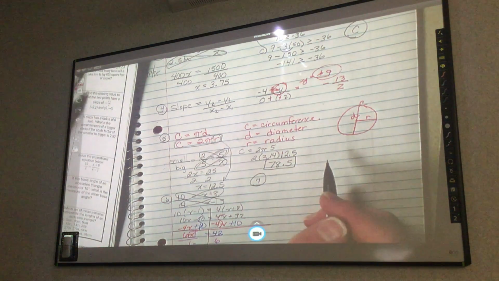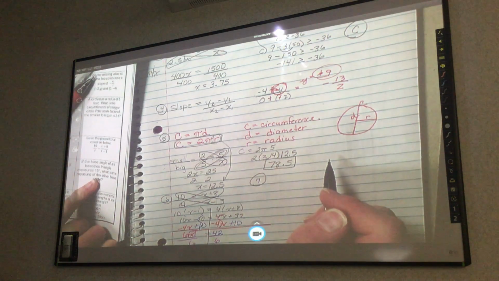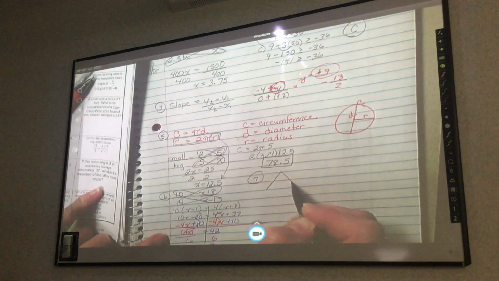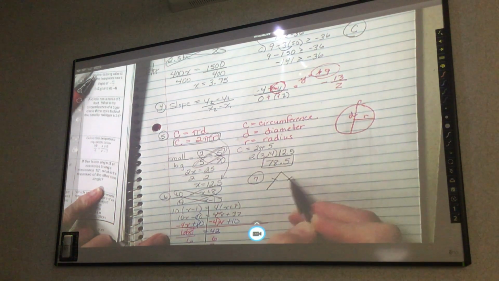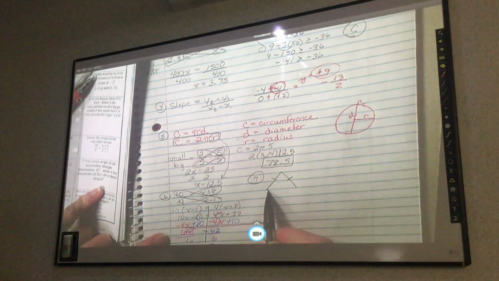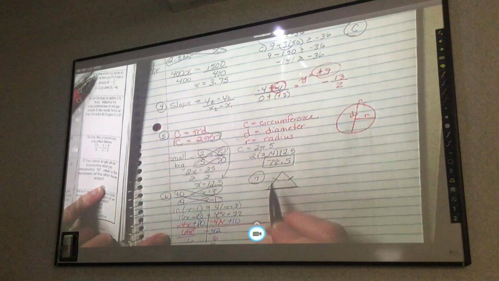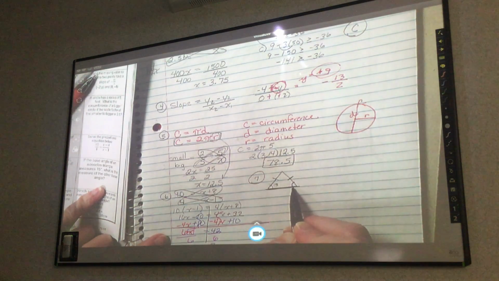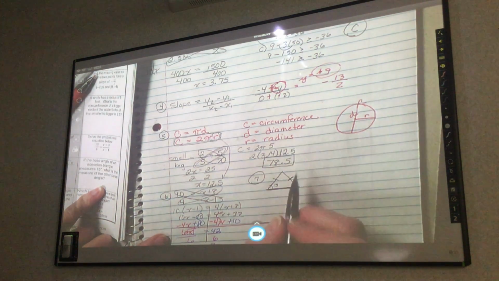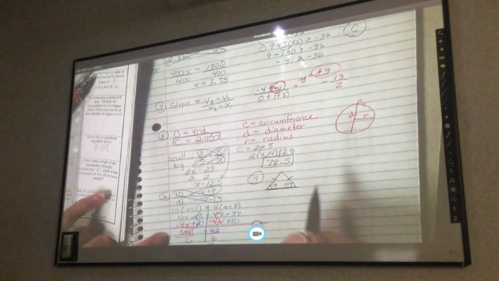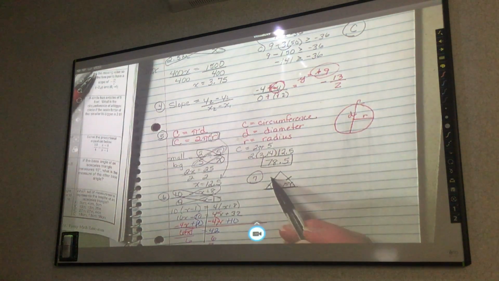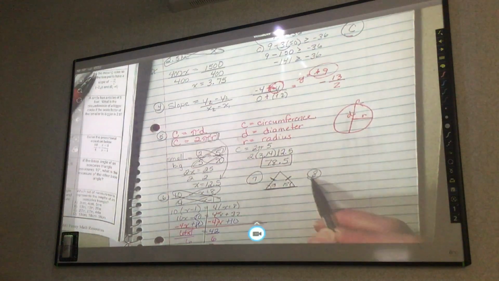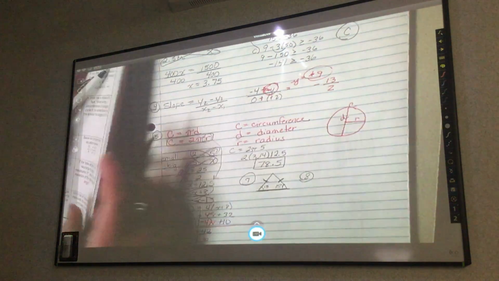Number 7, if the base angle of an isosceles triangle measures 15, what is the measure of the other base? Isosceles triangles have two sides the same length, right? The base is what is the bottom. So if this angle measures 15, what is this angle gonna measure? Yeah, it has to be the same. On an isosceles triangle, if the sides are the same, the angles are gonna be the same.